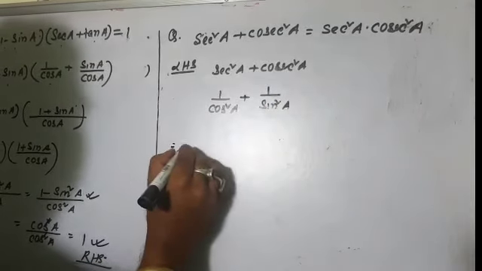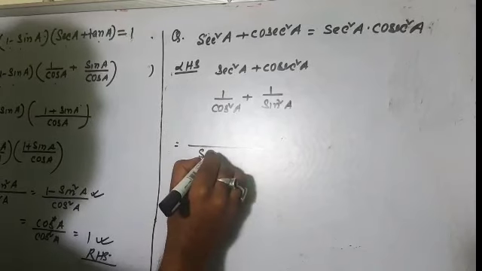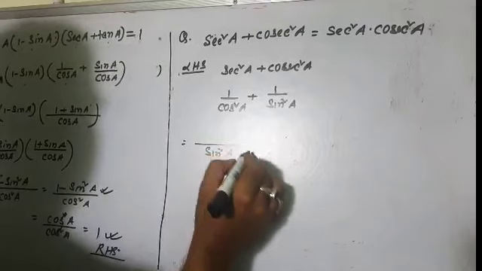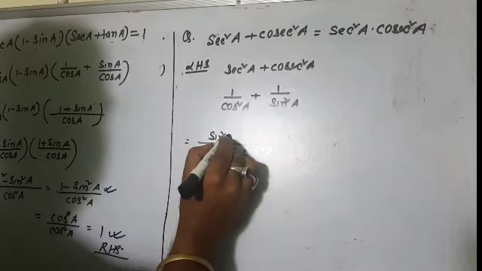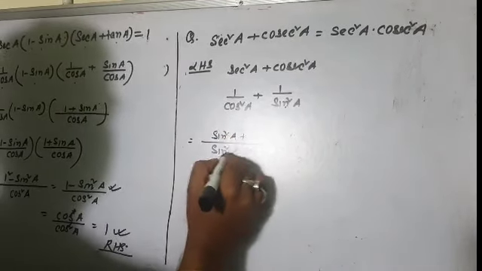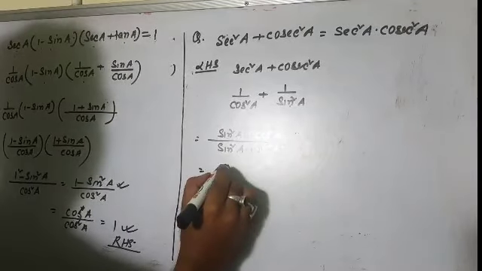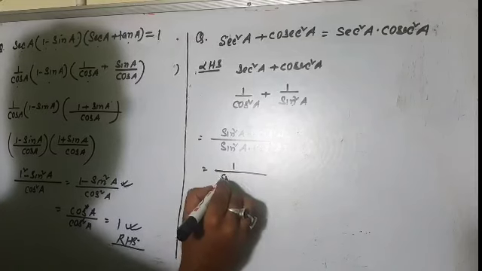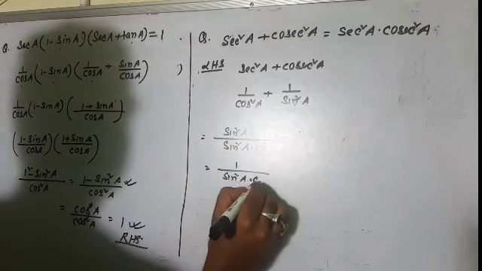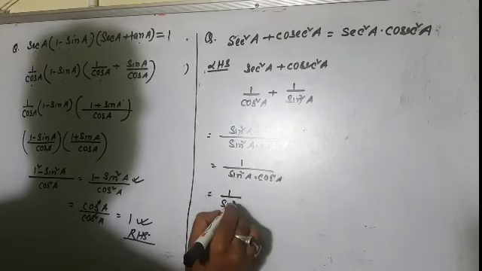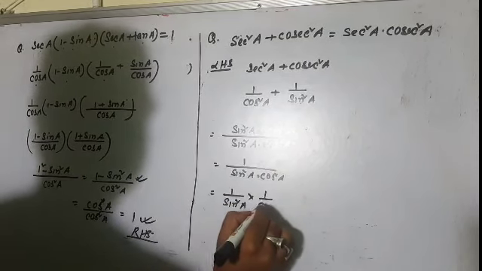Okay. So what is the LCM? Sin square a into cos square a, that is the LCM. Cos square cancels, so sin square a, and sin square cancels, so cos square a. So sin square a plus cos square a equals 1. So here sin square a into cos square a, we can say 1 by sin square a into 1 by cos square a, same thing.